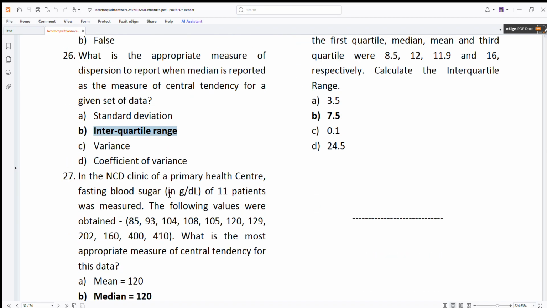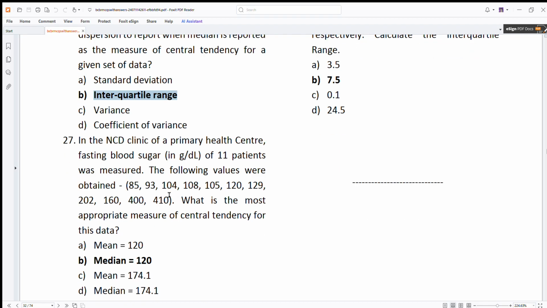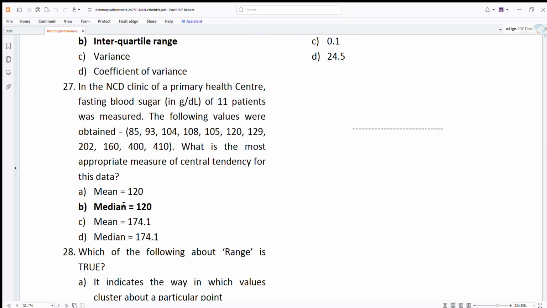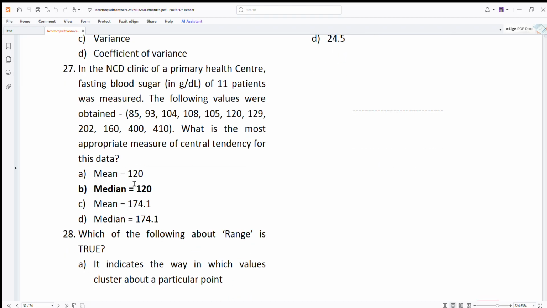The NCD clinic of primary strength plus the following. What is the best measure of central tendency? Median. I told you, if you have extreme values, see extreme values, 85, 410, we go for median in extreme values. How I got this, you can ask me, I'll tell you.